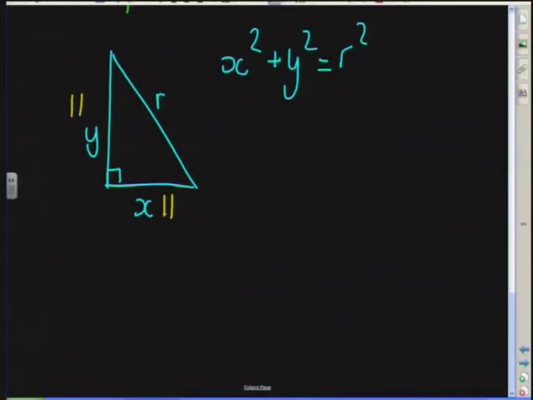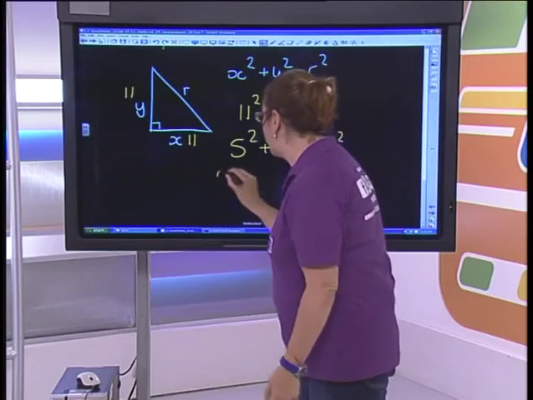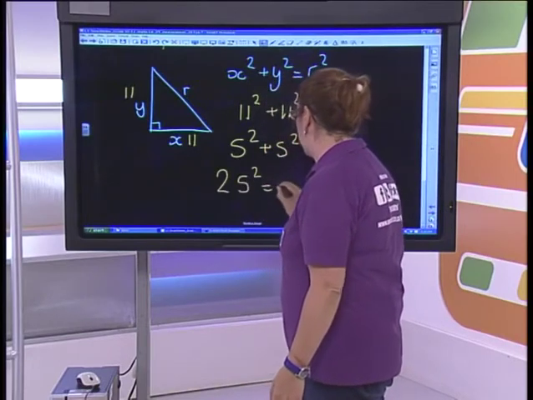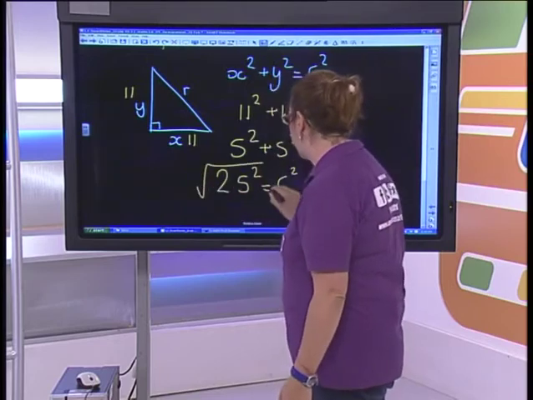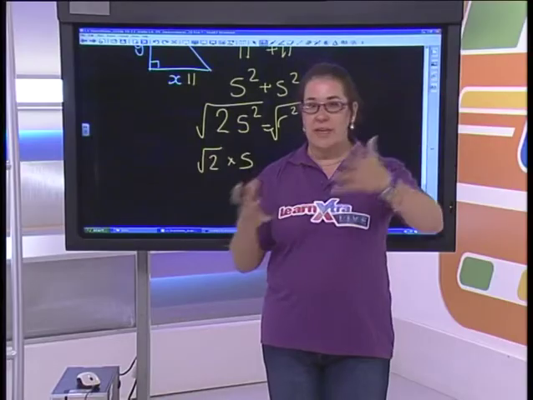So what we had was 11 squared plus 11 squared, but I want to do it with the side rather than the 11. It was side squared plus side squared equals r squared. And if I've got two sides that are the same, I have to make that 2 sides squared equals r squared, and now I square root it. And that's where our formula came in, that we had the square root of 2 times the side. So either way, we would get the answer.